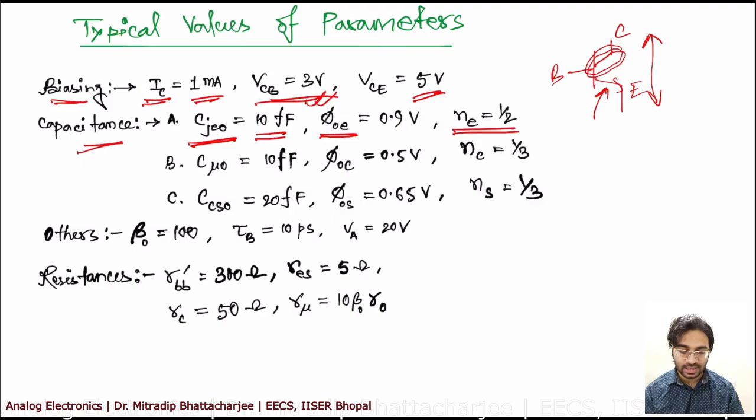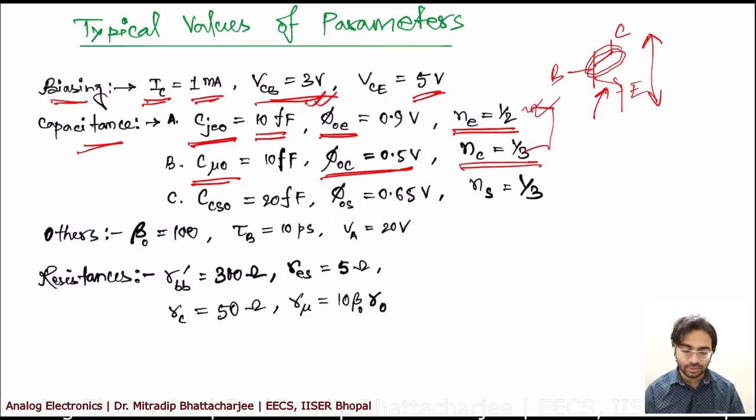And this value, this is the N value. In the expression, you have an N value while you are calculating the capacitance. This N value is 1 by 2. However, for the collector, the C mu O is 10 femtofarad. The built-in potential is 0.5 volt and the N value is 1 by 3.